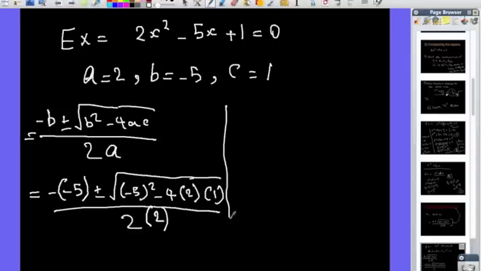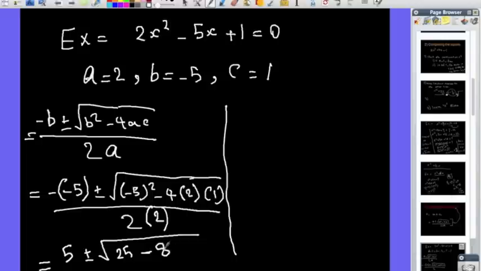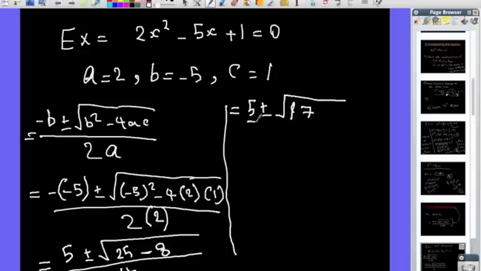Okay, so now let's solve it. Negative times negative is positive. So 5 plus or minus, what is -5 squared? It's 25, minus 4 times 2, which is 8, 8 times 1 is 8. So 8. 2 times 2 is 4. So this equals 5 plus or minus 25 minus 8, which is 17, divided by 4.